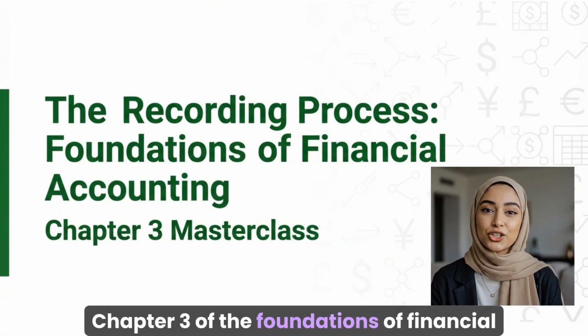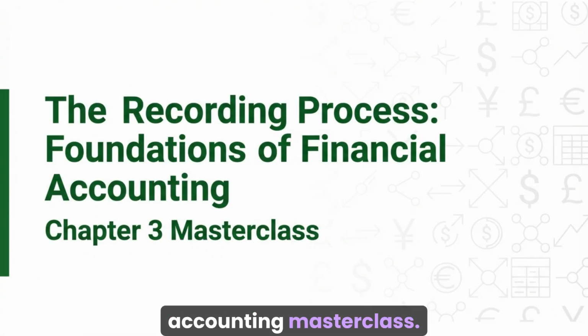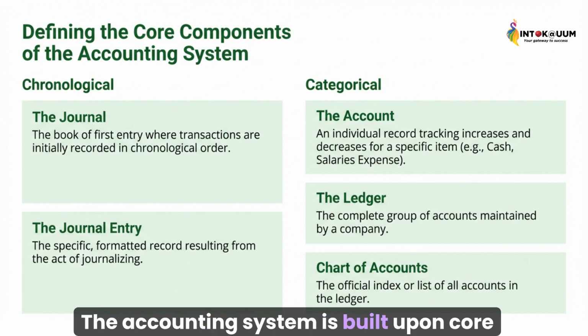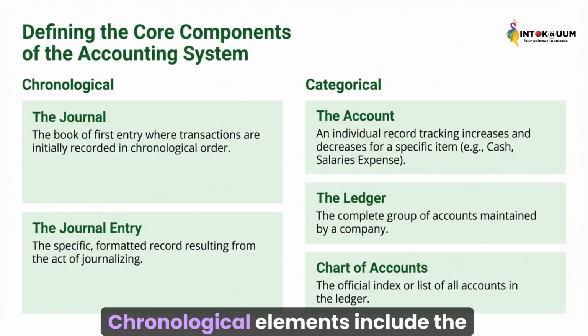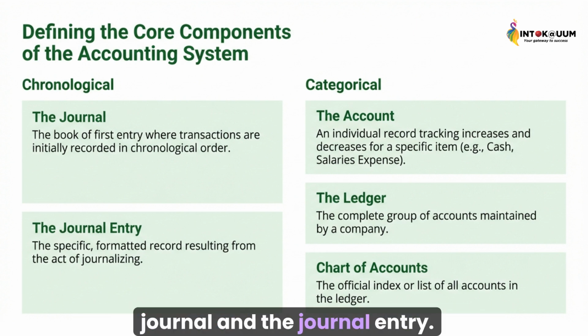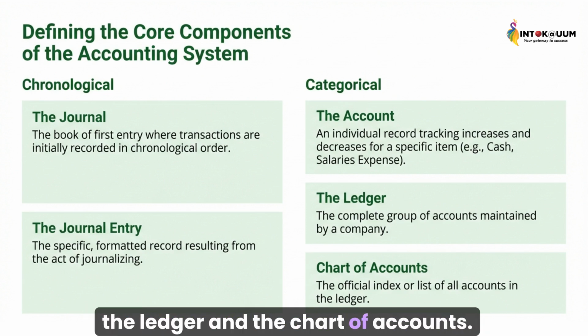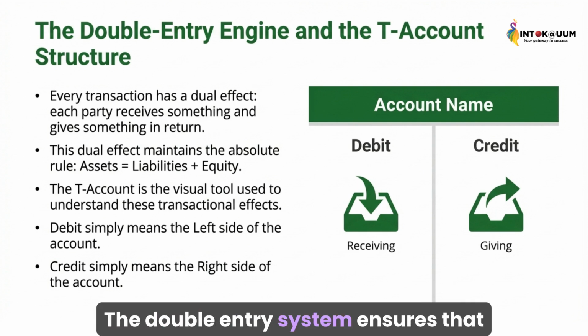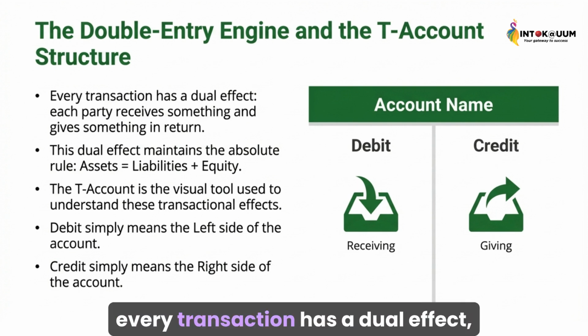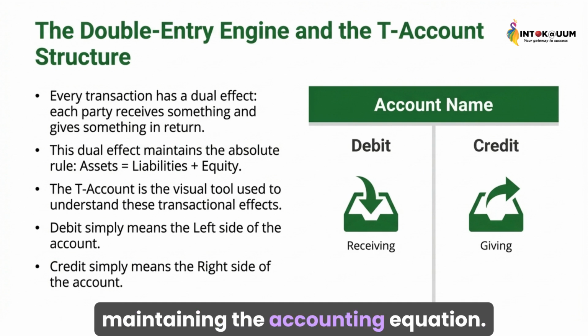Chapter 3 of the Foundations of Financial Accounting Masterclass. The accounting system is built upon core components. Chronological elements include the journal and the journal entry. Categorical elements are the account, the ledger, and the chart of accounts. The double entry system ensures that every transaction has a dual effect, maintaining the accounting equation.